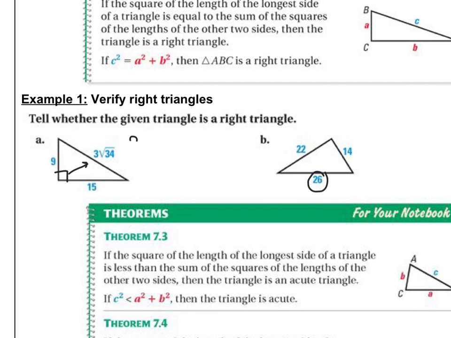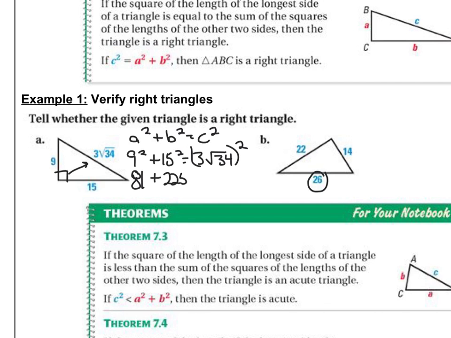Okay, so we're just going to do our a squared plus b squared equals c squared. C again is always the hypotenuse. Always, always, always. So 9 and 15 are our a and b. C is 3 radical 34. 9 squared is 81. 15 squared is 225. 3 radical 34 squared would be 3 radical 34 times 3 radical 34.